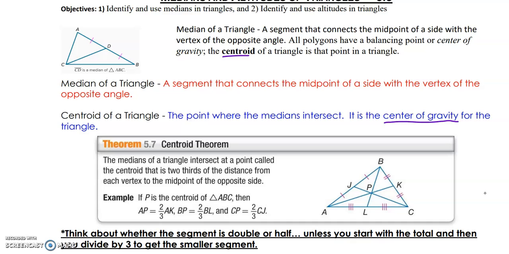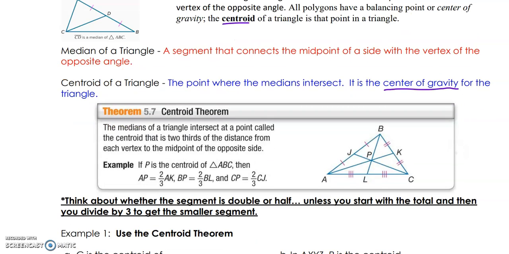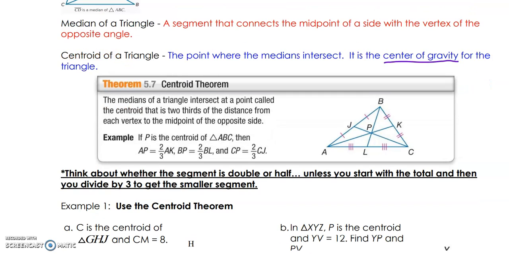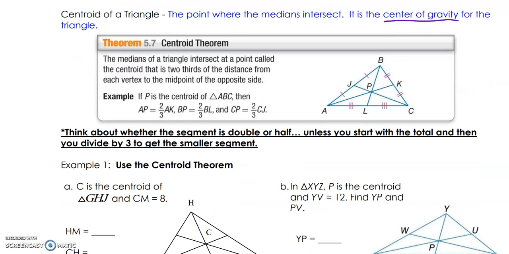Medians are the midpoints that connect kind of a vertex to the other side's middle. It is not perpendicular, though, like we saw with our perpendicular bisectors. Those did kind of bisect, but they were perpendicular. These are not perpendicular. So what happens with our centroid is it's kind of got this 2/3, 1/3 relationship.